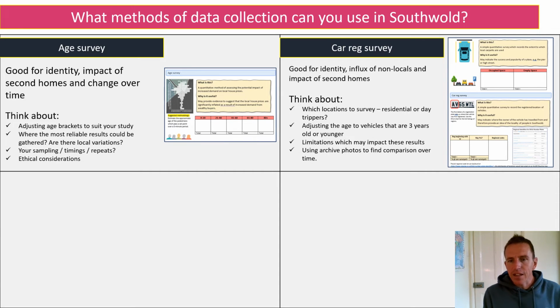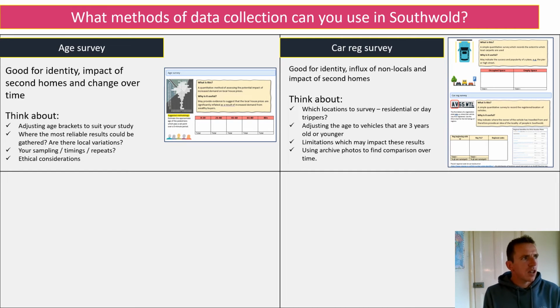The DVLA, the national licensing agency, have got a list of all of these different codes. So your local area will have a code, and the vehicles in your area will all start with the same letter as well. So what you could do is you could write down all the B's that you've got, all the C's that you've got, etc., and you could then produce a map that shows the locations around the UK where people are coming from to get to Southwold. If that makes sense. There's quite a bit that you could actually do with a car reg survey.